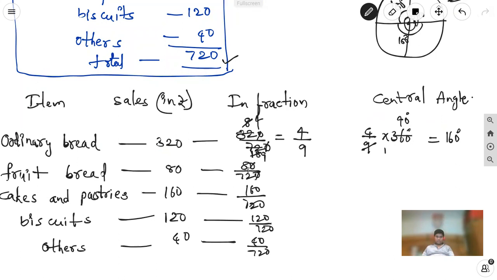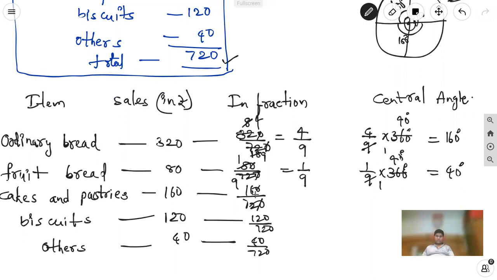Next, the zeros cancel. 8 ones are 8, 8 nines are 72. This is equal to 1 by 9. The 1 by 9 is multiplied with 360 degrees. 9 ones are 9, so the angle is 40 degrees.